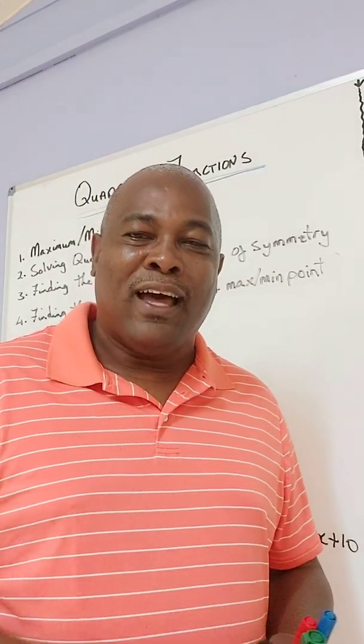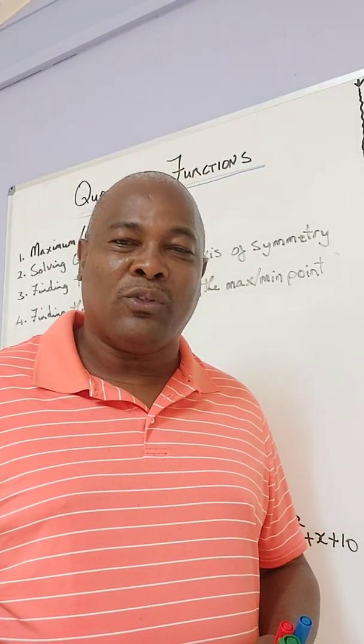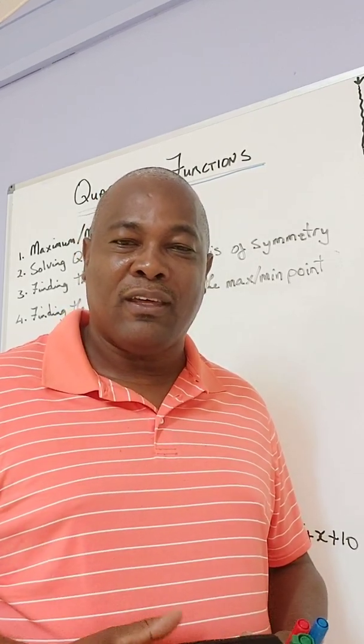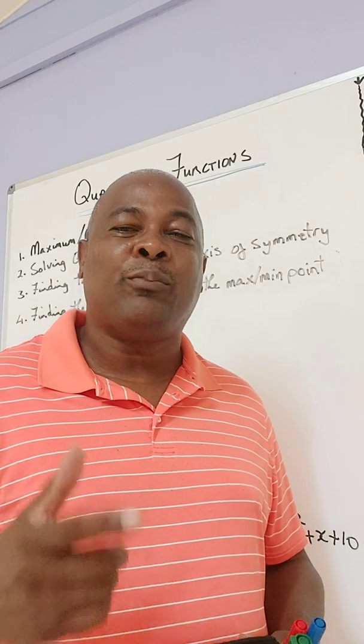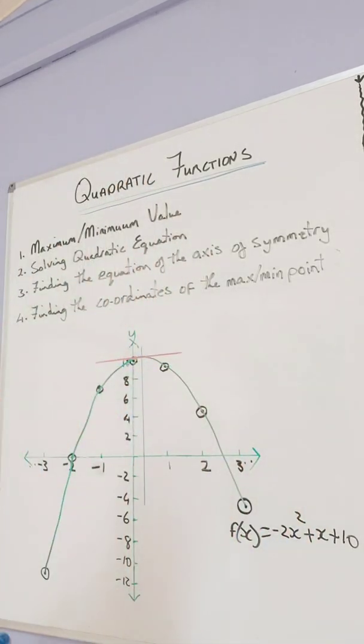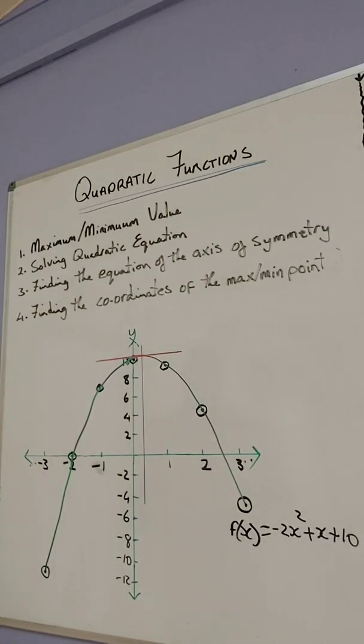Everyone. Last time, we were looking at drawing quadratic functions. But today we are going to go a step further. We are going to actually interpret values from this function. In particular, we'll be looking at finding the maximum or the minimum value, solving quadratic equations, finding the equation of the axis of symmetry, and finally, we'll be looking at finding the coordinates of the maximum or minimum points.